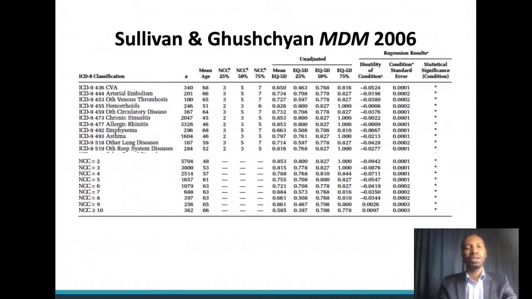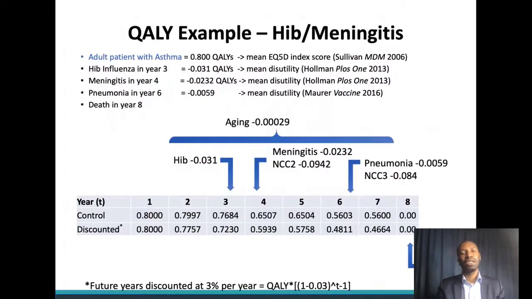This table below is a study that Sullivan and Ghushchyan conducted. They wanted to understand the preference-based EQ5D index score for chronic conditions in the United States as a community-based estimate. So they used data from the Medical Expenditure Panel Survey, or MEPS. What they found is that most chronic conditions, age, comorbidity, income, and education are all significant predictors of EQ5D index scores.